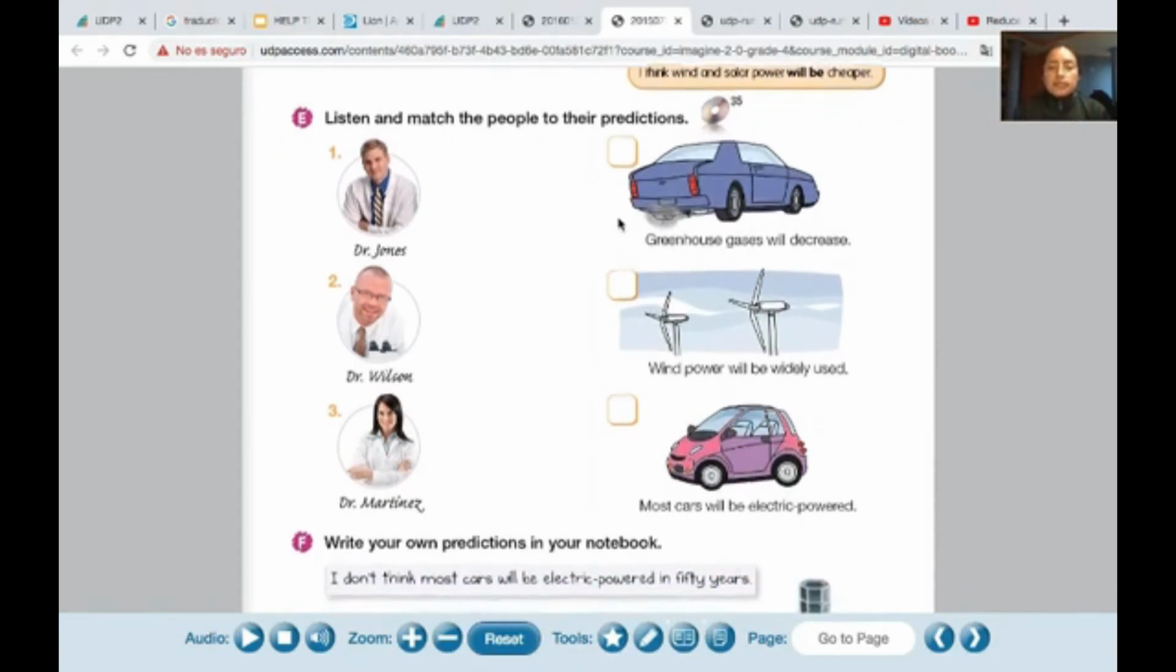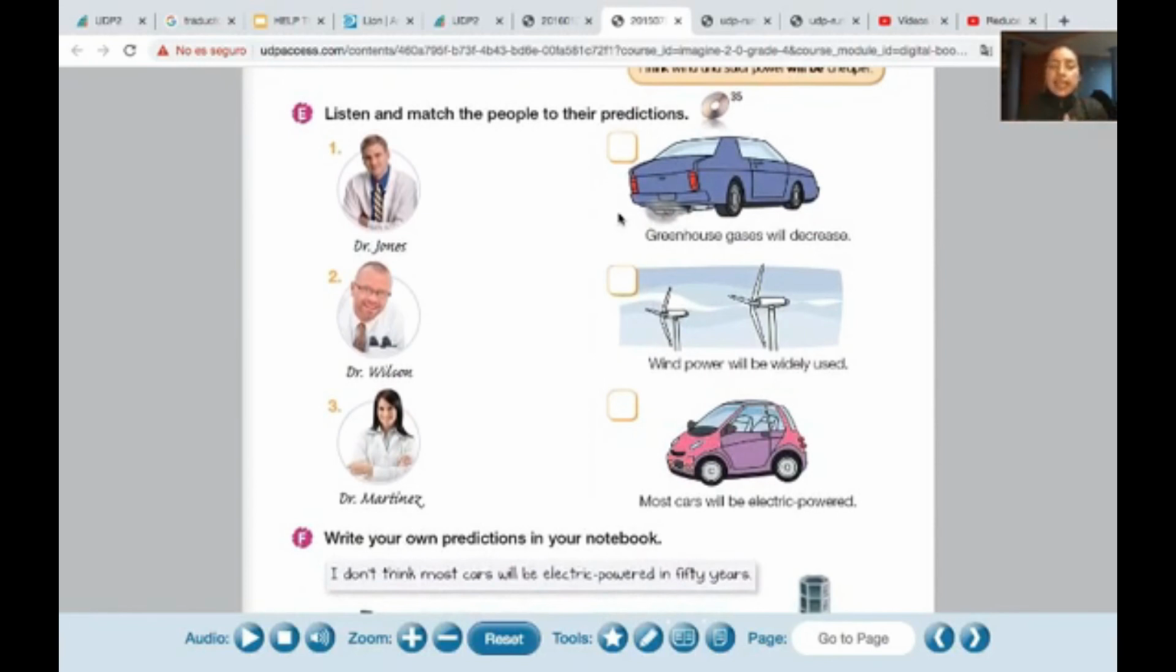And we practice. Activity E. Please read the instruction. Read with me. Ok, vamos a leer conmigo. Listen. Repeat. Listen. And match the people to their predictions. Okay, excellent.